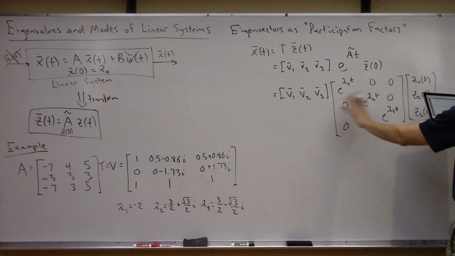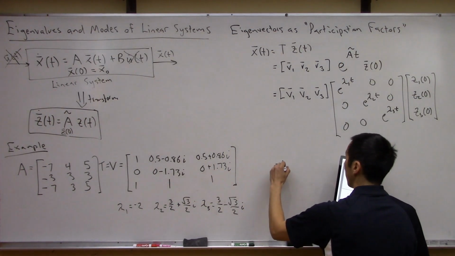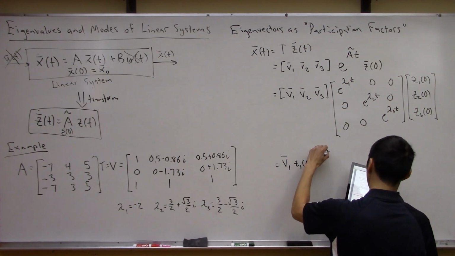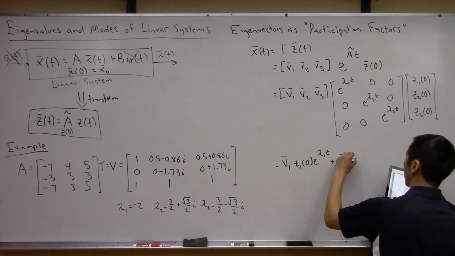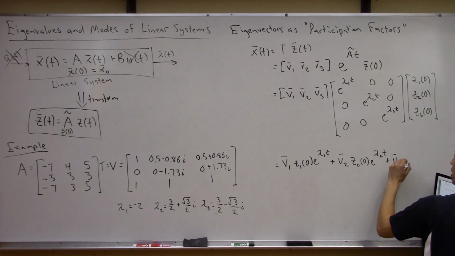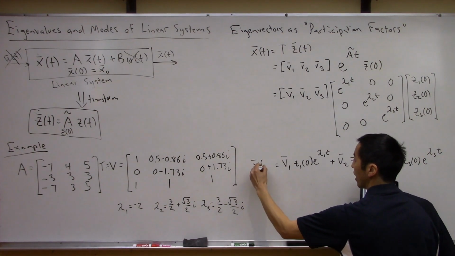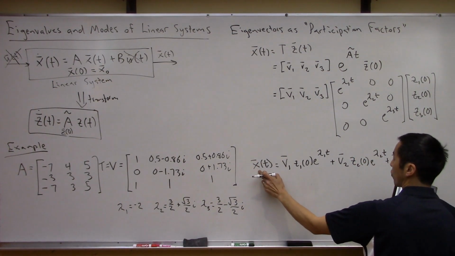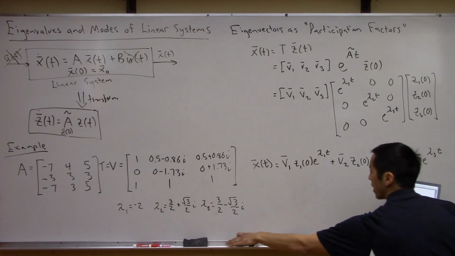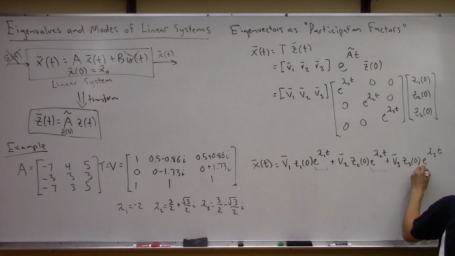Now you multiply this whole thing out and you see that what we end up with looks a little bit like this. You have v1, the vector, times z1 at time 0 times e to the lambda 1 t, plus v2 times z2 at time 0 times e to the lambda 2 t, plus v3 times z3 at time 0 times e to the lambda 3 t. So this was the original state trajectory x. And just like we saw earlier, it's made up of a linear combination of the modes. Here's the first mode, e to the lambda 1 t, second mode e to the lambda 2 t, and the third mode e to the lambda 3 t.